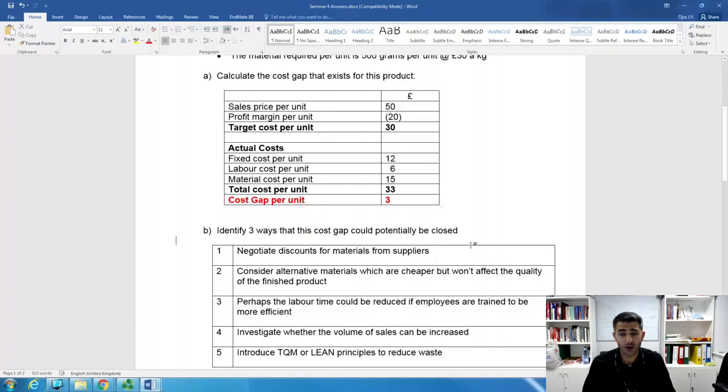Okay, the only suggestion, please do not write it down, is to increase the selling price. Yeah, of course, if I increase the selling price, I will close the cost gap, isn't it? But please, this is the only solution you cannot say, because it's wrong. Why? Because the aim of target costing is not to increase the selling price. It's about the target selling price. This is the selling price we want. We need to achieve a target cost. This is the point of target costing.